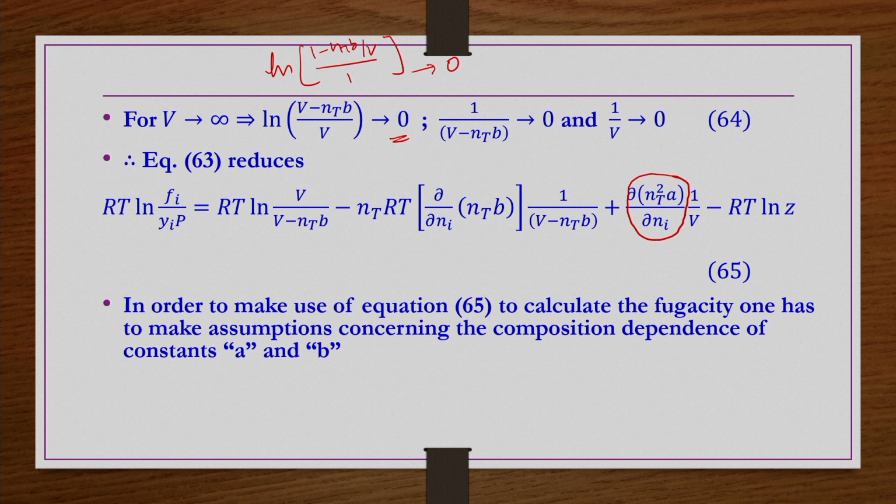what is this ∂/∂Ni of NT² A, and then we know ∂/∂Ni of NTB. Then only this equation is useful, otherwise this equation is as good as nothing has been done. So, these equations we already understood, this B and A are dependent on the composition. So, we have to make some assumptions on how these A and B are dependent on the compositions, and these assumptions cannot be made based on the thermodynamic principles or thermodynamics understanding, but they can be made only based on the molecular considerations, right.